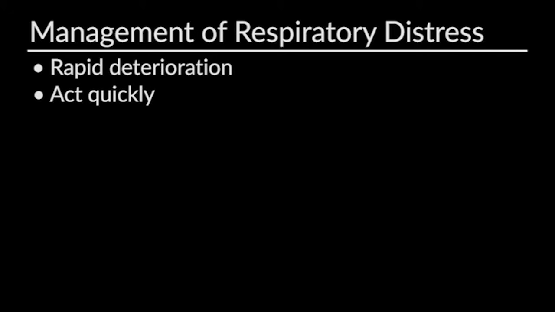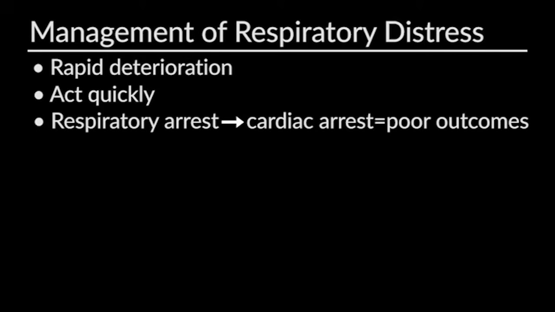In children, clinical deterioration in respiratory function may progress rapidly. Children can compensate for a very long time and then decompensate in a very, very short period of time. For this reason, it is important to act quickly when signs of respiratory distress occur. To optimize patient outcomes, caregivers must intervene rapidly to restore normal respiratory function. Once respiratory arrest progresses to cardiac arrest, outcomes are generally poor.